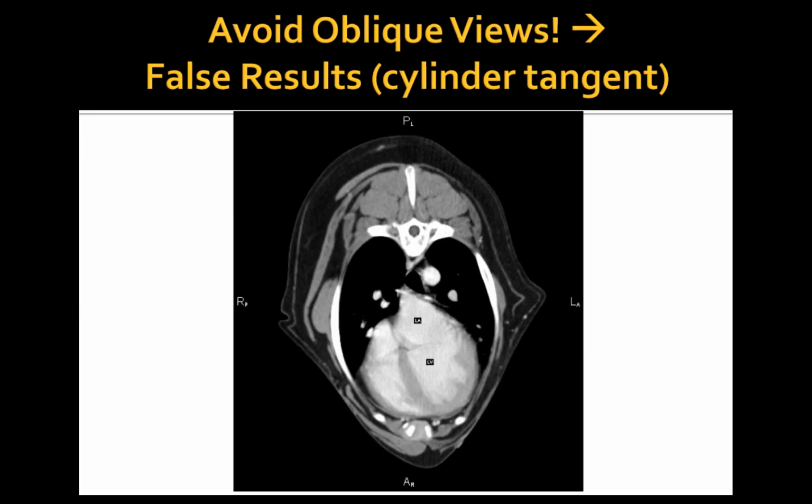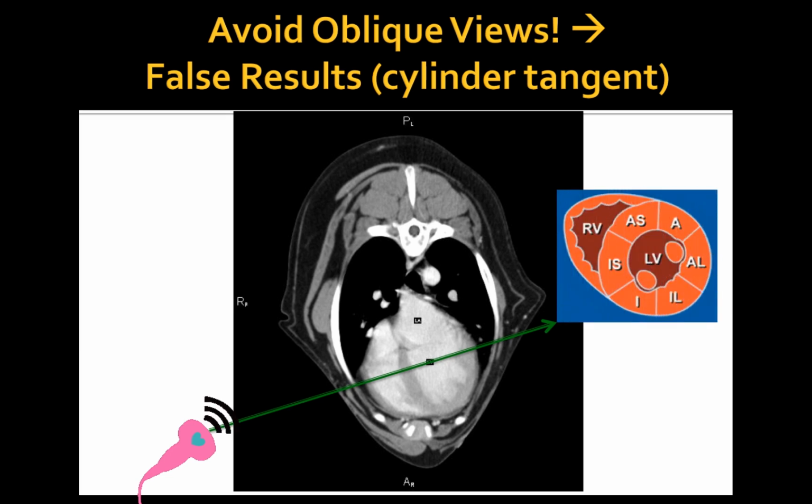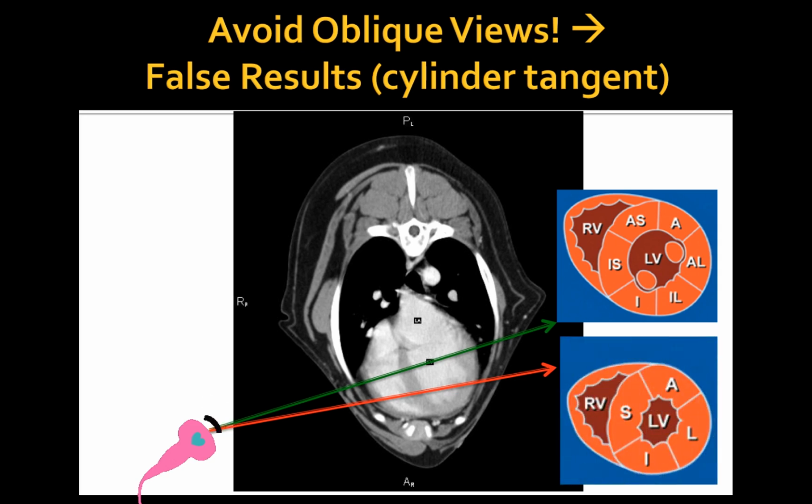When assessing LV function, it is very important to avoid oblique views due to the so-called cylinder tangent effect that occurs if the plane of the beam enters the chamber or vessel at a tangent, which falsely reduces its diameter. For example, this image is a transverse view of the canine thorax obtained by CT scan with contrast. If you put the ultrasound beam at the level of the papillary muscles, you will get a standard right parasternal short axis view. If you redirect your beam towards the left ventricular apex, the ventricular walls will appear thicker and the LV lumen will appear smaller.